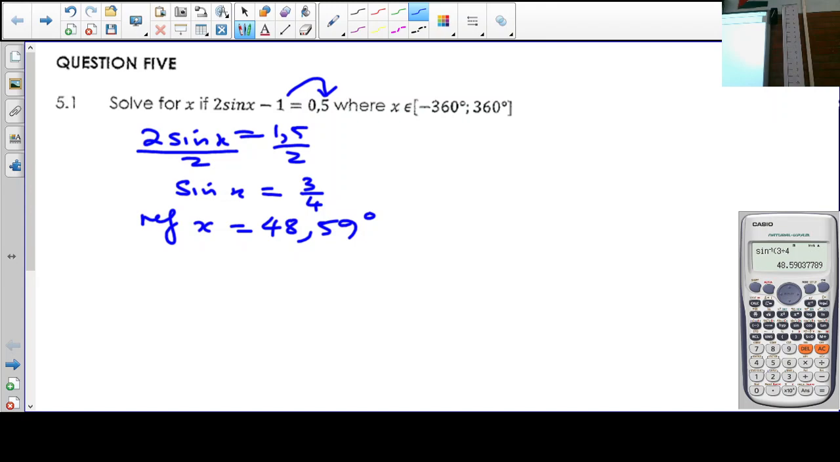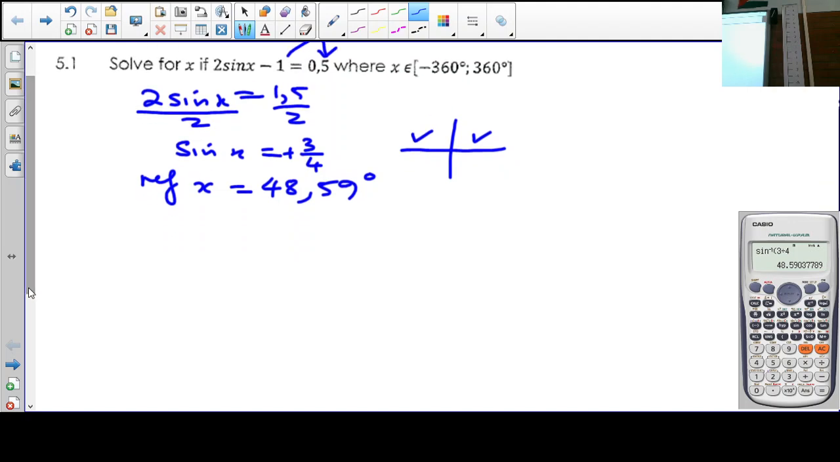Okay. So which question comes to mind at this point? In which quadrant is sine positive? Not so. And which quadrant is sine positive? Quadrant 1 and 2. Not so. So let's go with quadrant 1. It's simply going to be the angle, which is x is equal to 48,59 plus k times 360. Not so.